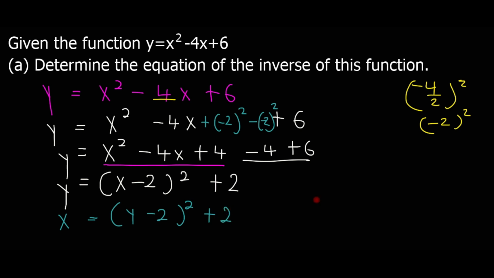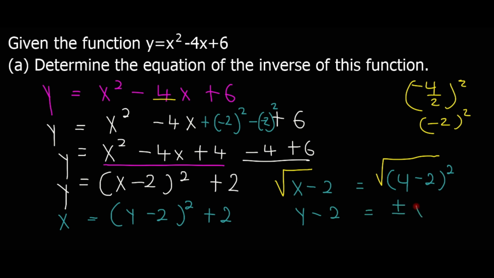So from there we take the 2 to the other side, and we have x minus 2 equal to y minus 2 all squared. So from there, because we want y, we take the root of both sides, so we have y minus 2 equal to plus or minus root x minus 2, and then we take this 2 to the other side, and it becomes positive. So this is our answer.